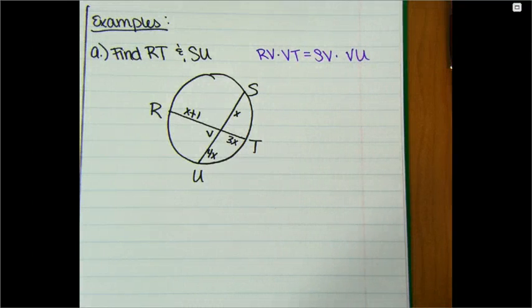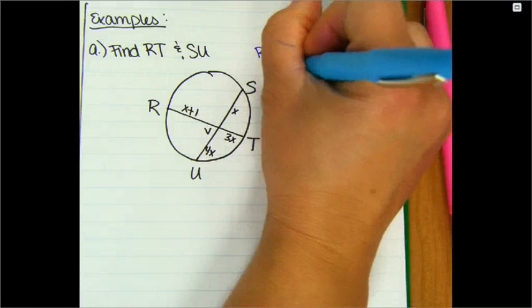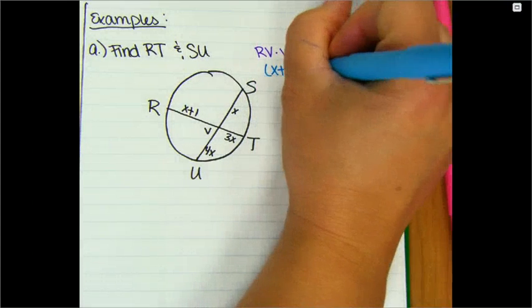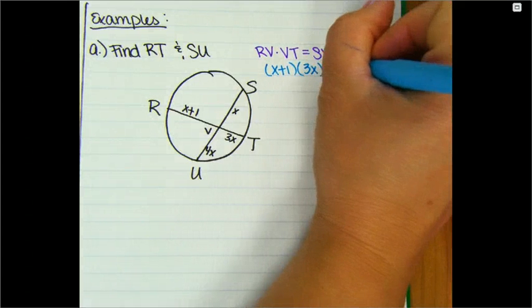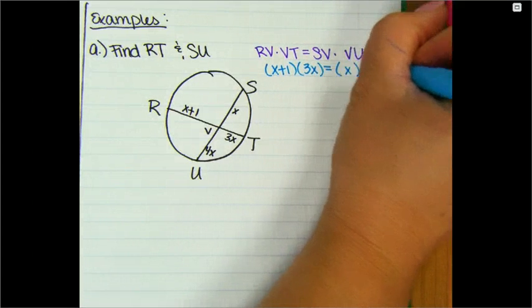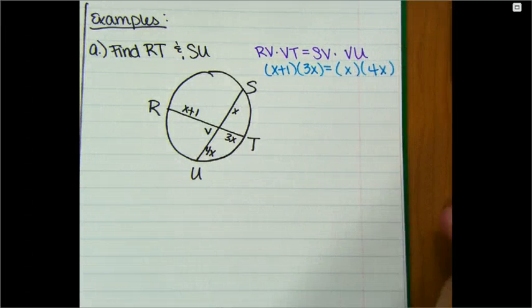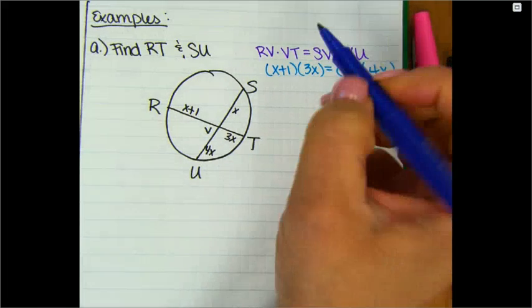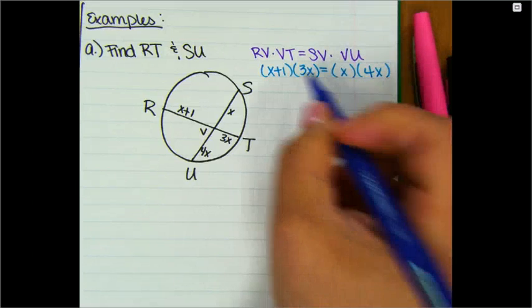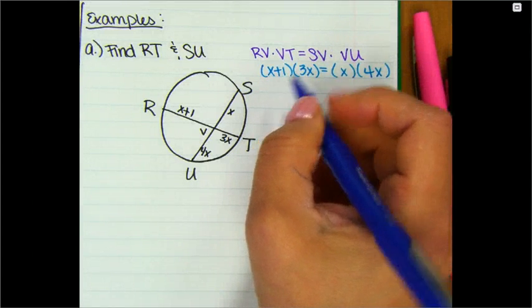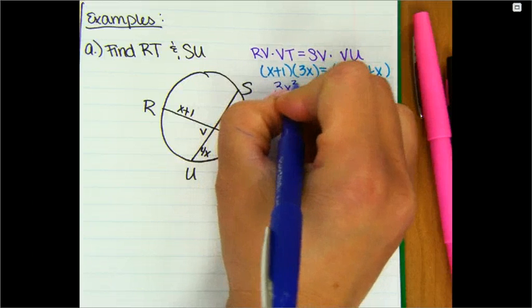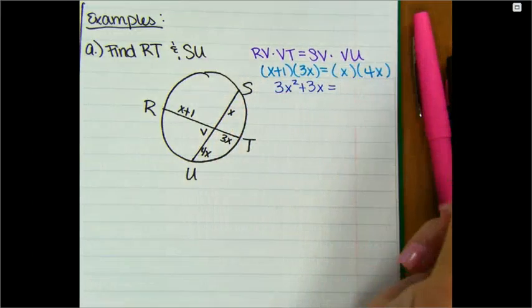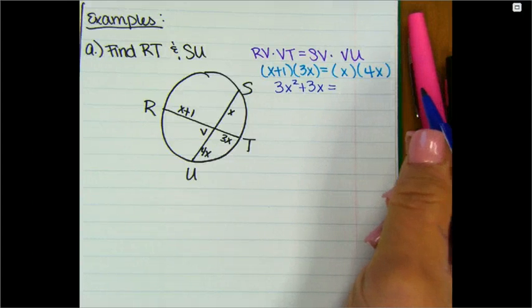What is RV? X plus 1 times 3x equals 4x. Well, I have x times 4x. It's fine if we switch the letters, as long as you multiply correctly. Let's see if you multiply correctly. What do we get on the left? 3x squared plus 3x. Equals what? 4x squared.